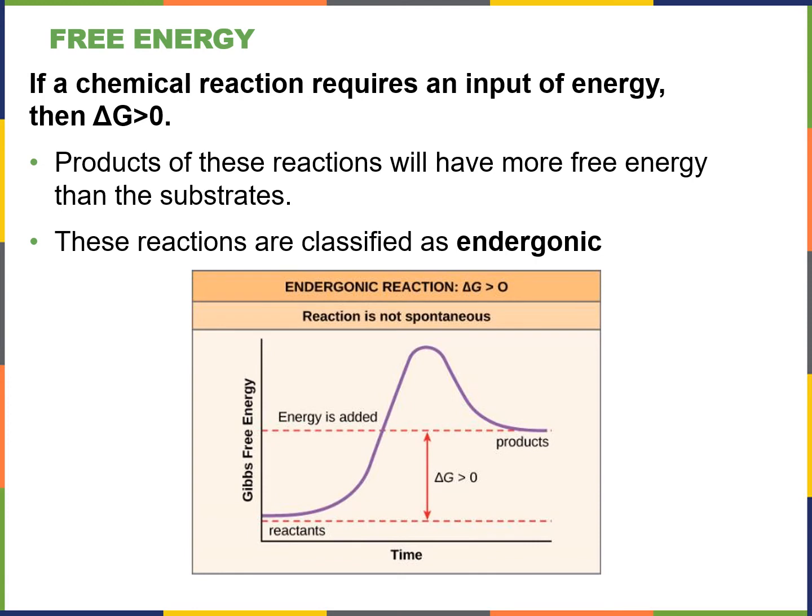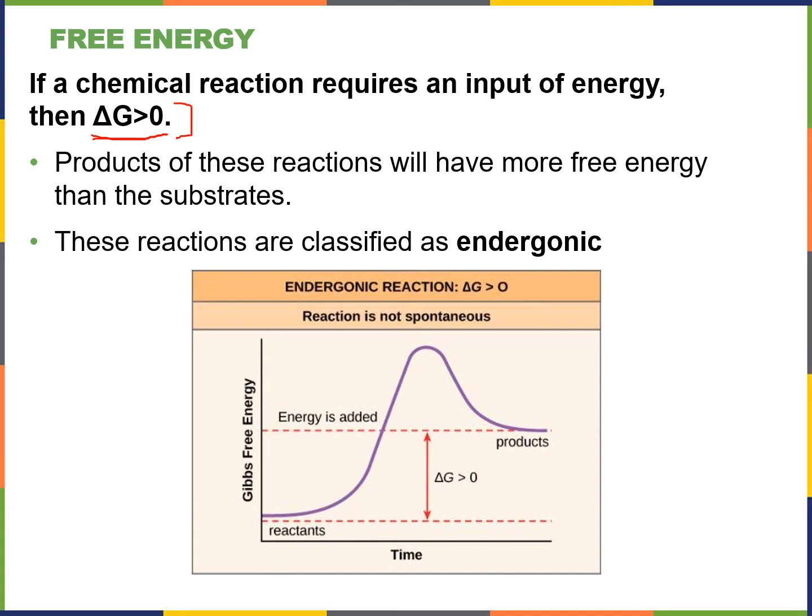If a chemical reaction requires energy to proceed, then the delta G value has to be positive, or it has to be greater than 0. So in this case, the products are going to have more free energy than the reactants. Again, remember back to the previous slide. If delta G is less than 0, or if delta G is negative, then the reactants are going to have more free energy than the products. Okay? So please don't confuse these two areas.